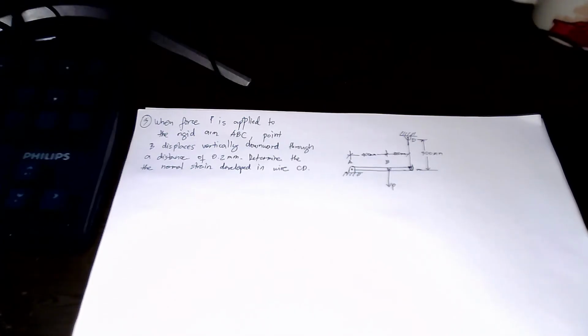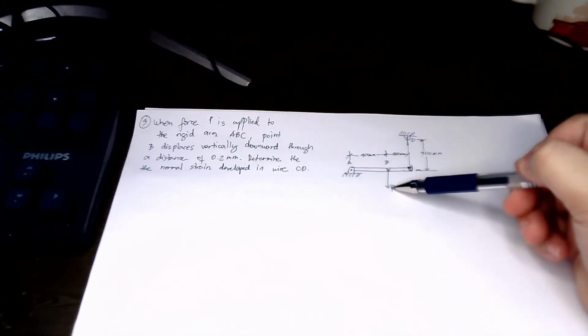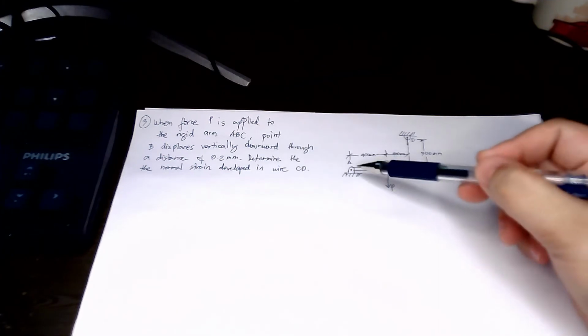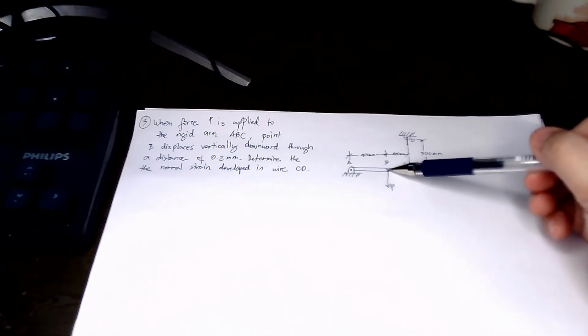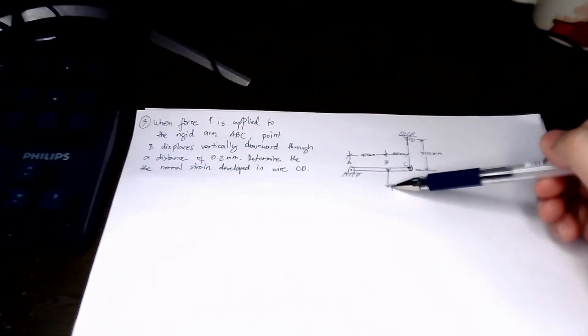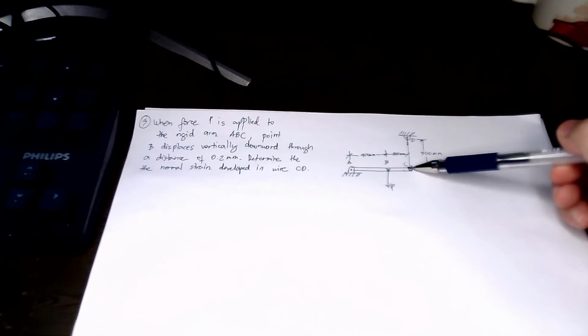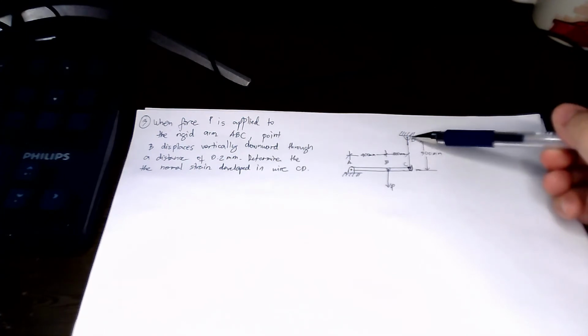Okay, our third problem is your assignment. So your assignment states that when a force P here is applied in a rigid arm ABC, point A, point B, point C, point B displaces vertically downward through a distance of 0.2 mm. Determine the normal strain developed in wire CD. So we will find the displacement or the strain that is CD.